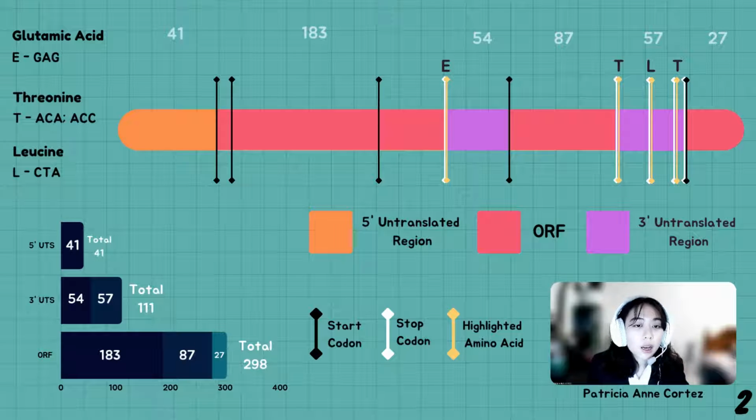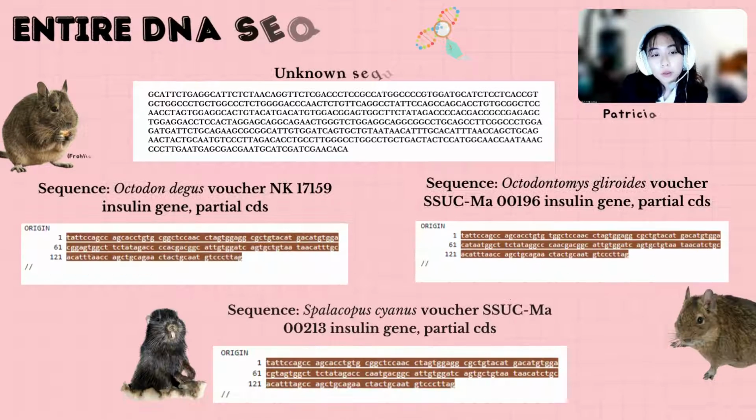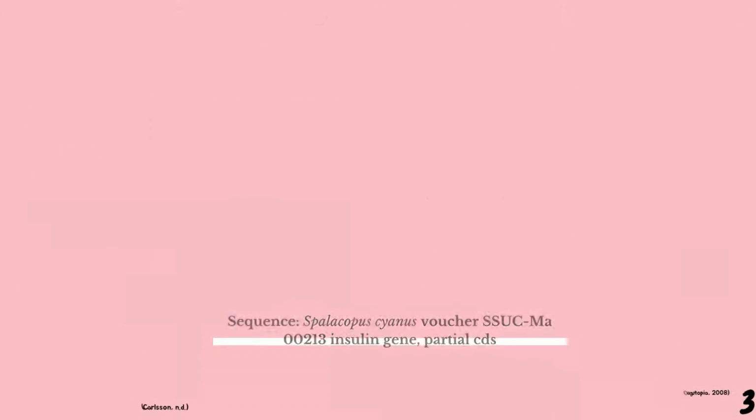So as you can see here, the highlighted amino acids right before the stop codons were identified. These are glutamic acid, threonine, and leucine. So moving on to the next slide, upon the BLAST search of the unknown sequence, the following species revealed sequences shown to be of highest percent identity. The DNA sequences are retrieved from GenBank in NCBI, and the first sequence that we found is from Octodontigus, and the second one is from Octodontimus scleroides, and lastly, Spalacopus cyanus.